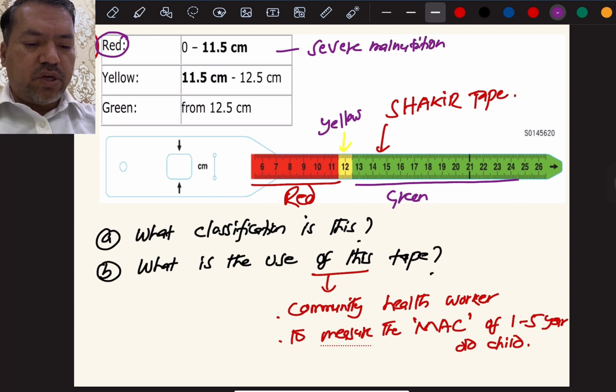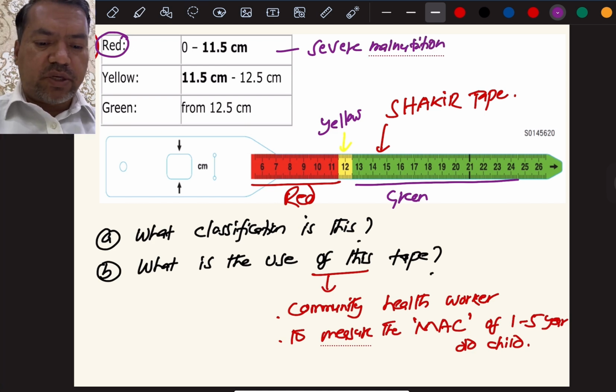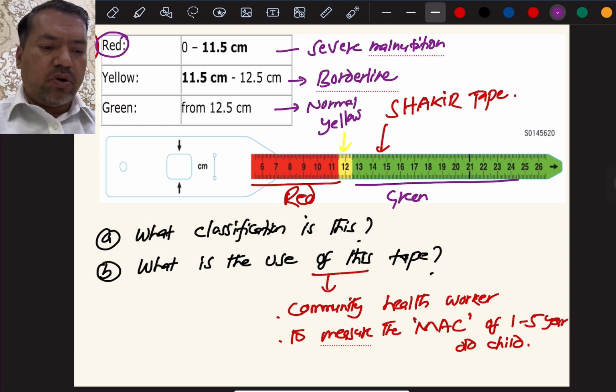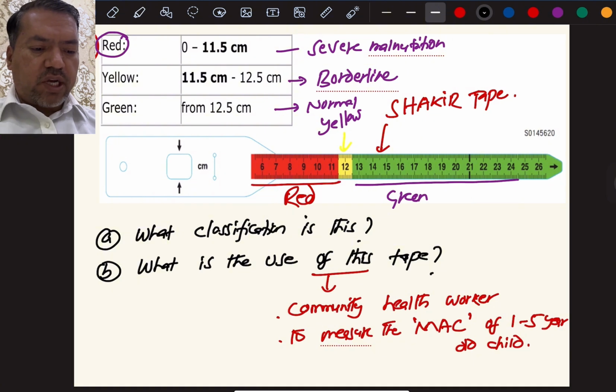Okay, and it is usually less than 11.5 centimeter. Yellow is borderline, and more than 12.5 centimeter is normal. Okay, now another question. See this, what classification is this? This is called Arnold classification.